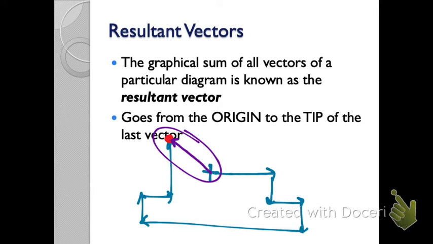It's showing me my precise location from where I started to where I finished. So the resultant vector is really showing us our displacement. Remember, displacement is how far we ended up from where we started.